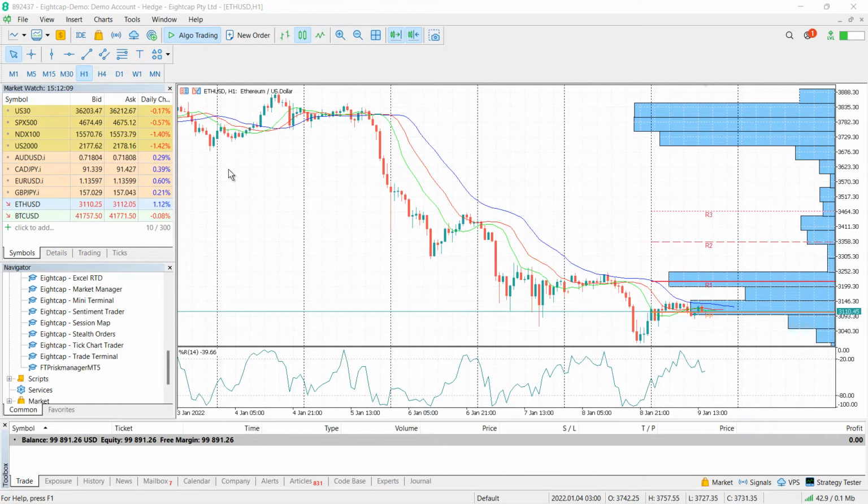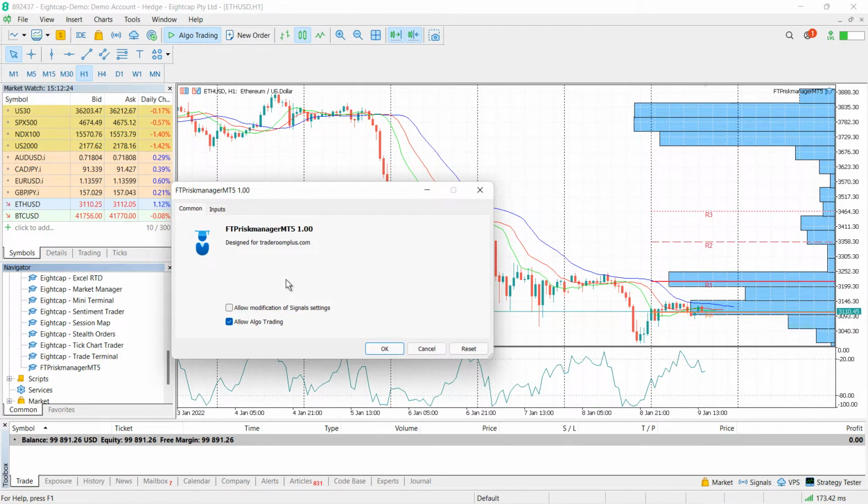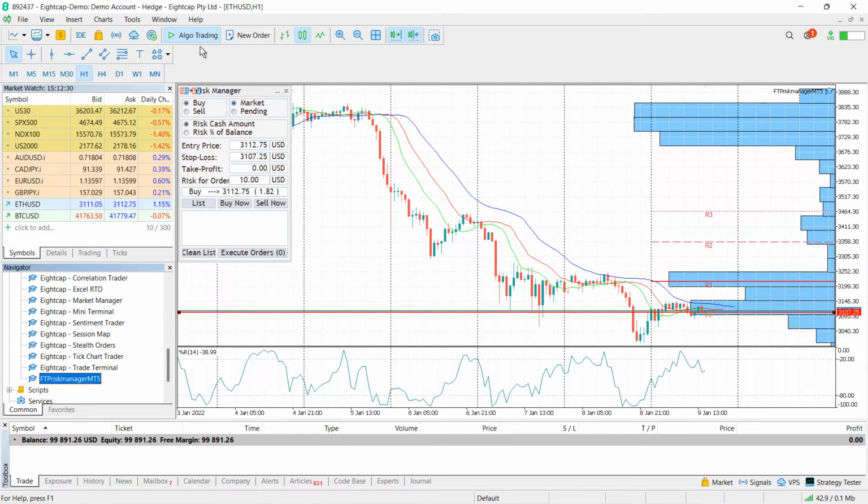First thing I'm going to do is take the Risk Manager EA and drag it from the navigator up onto the chart. We need to make sure that algo trading is allowed. Click yes, and the algo trading is turned on up here.